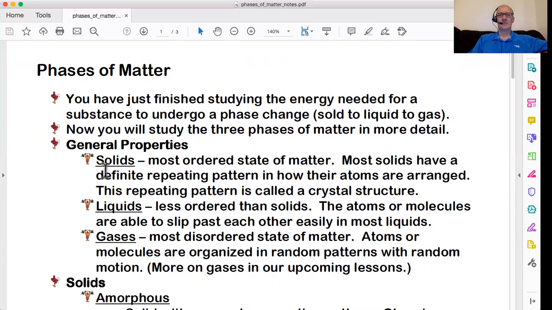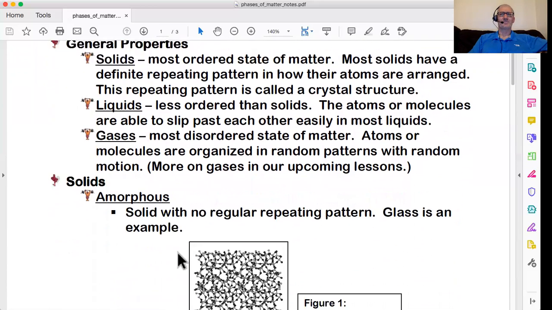They don't hold their shape as well, which is why liquids pour out onto a tabletop and they just kind of go all over the place. And then gases, as you continue to heat those liquid molecules or atoms, whatever it is, they are now going with such energy that they are just flying all over the place and are very disorganized.